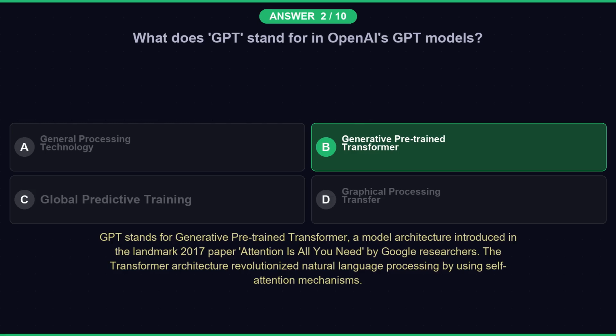The correct answer is B. Generative Pre-trained Transformer. GPT stands for Generative Pre-trained Transformer, a model architecture introduced in the landmark 2017 paper Attention Is All You Need by Google researchers. The transformer architecture revolutionized natural language processing by using self-attention mechanisms.